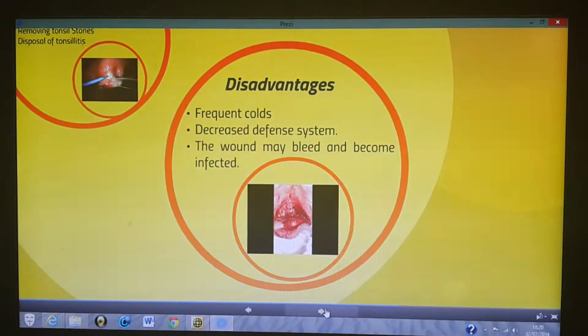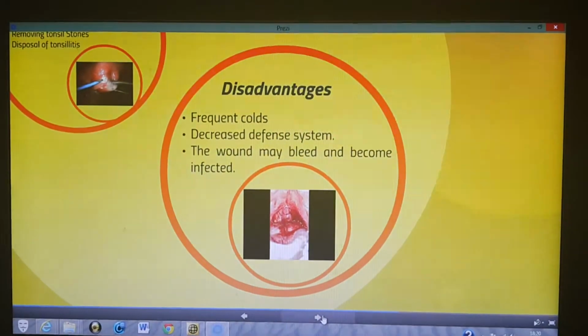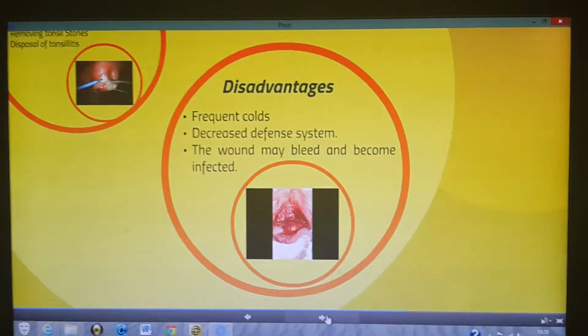Disadvantage. It may weaken the defense system against colds. The wound may bleed and become infected.